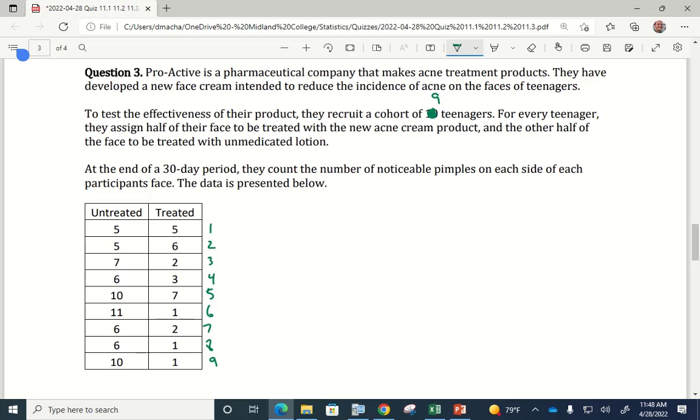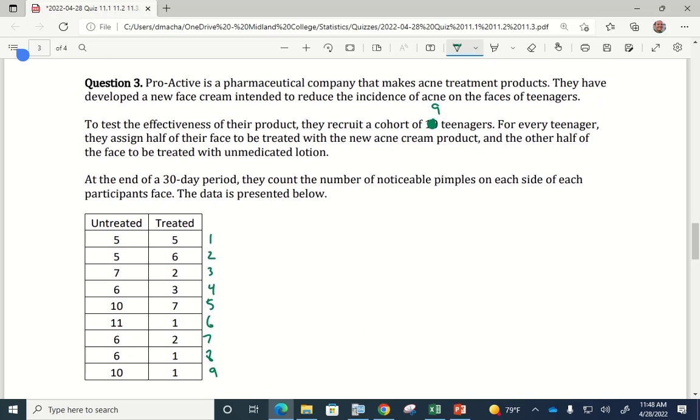And this would ideally be double blind, where they label the creams, but they don't tell the participants which one is actually the acne cream and which one's the lotion. And at the end of a 30-day period, they're going to count the number of pimples on each side of the participant's face and then aggregate it below on this table. So each row represents one participant, and each participant has an untreated side and a treated side of their face. Is this data going to be what we call independent data or dependent data?